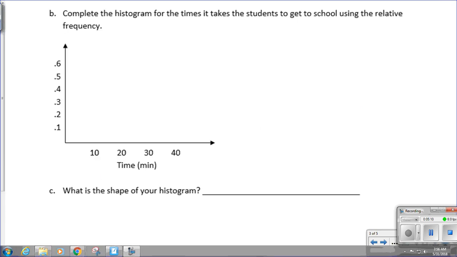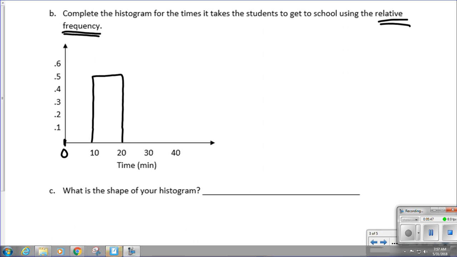The next part of this said to complete the histogram for the times it takes the students to get to school using the relative frequency. So you have to know what you're looking at. I'm not looking at the frequency and graphing the frequency. I'm graphing the relative frequency, which is the last column of that table. So the first one between 10 and 20. You should not be starting your histogram way over here in the corner. That's 0. The first one was between 10 and 20, and it went up to 5/10.